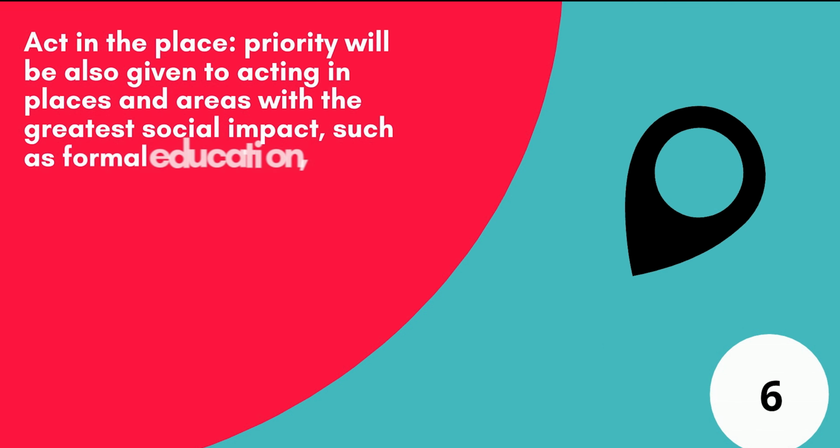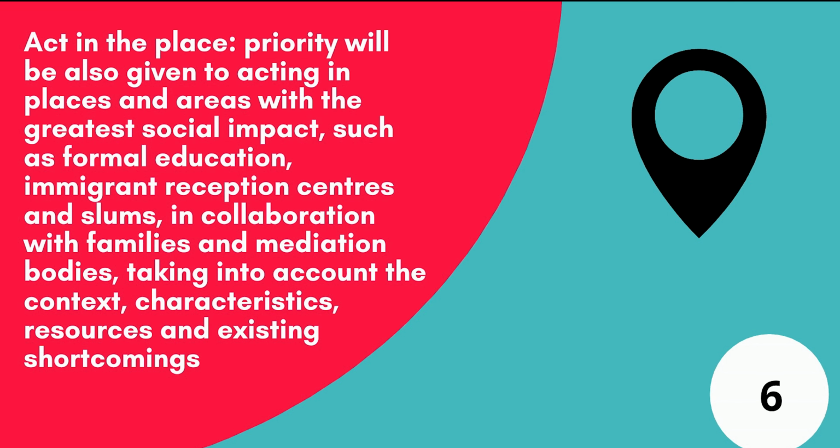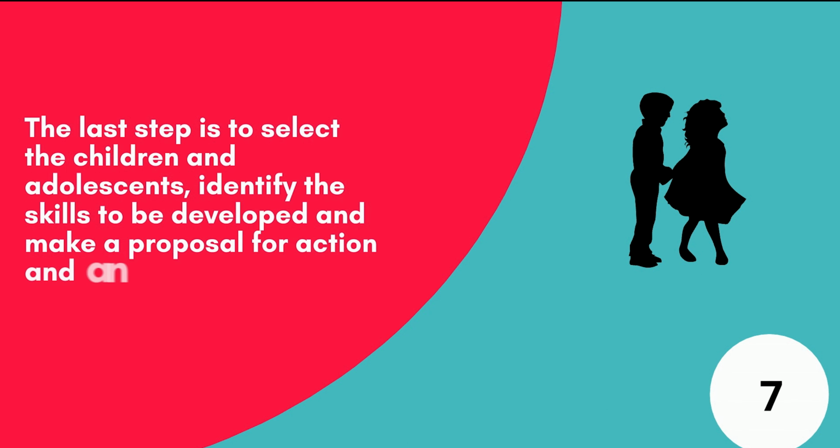Act in the place. Priority will be also given to acting in places and areas with the greatest social impact, such as formal education, immigrant reception centers, and slums, in collaboration with families and mediation bodies, taking into account the context, characteristics, resources, and existing shortcomings. The last step is to select the children and adolescents, identify the skills to be developed, and make a proposal for action and evaluation plan.